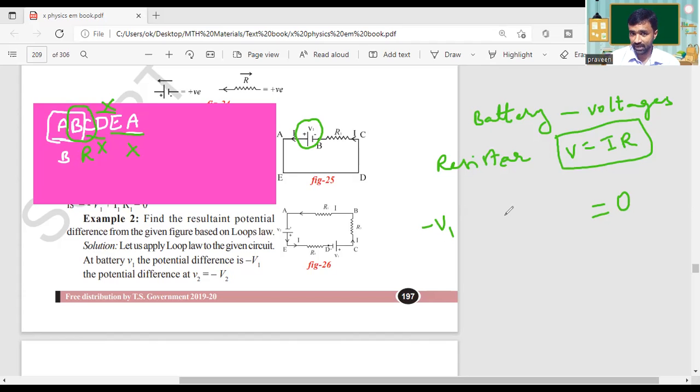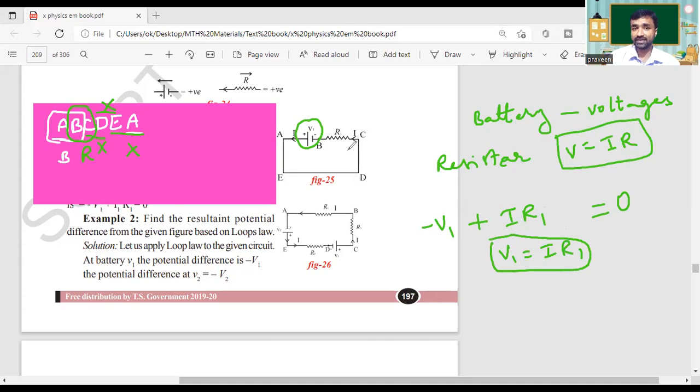Through a resistor, I need to apply Ohm's law, that is the product of current and resistance. Then the sign convention: opposite to the direction of current, positive. So on transposing, we write V1 equal to I into R1. So this is what I got.